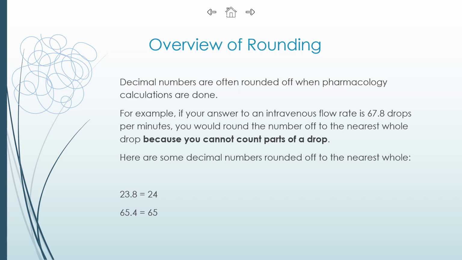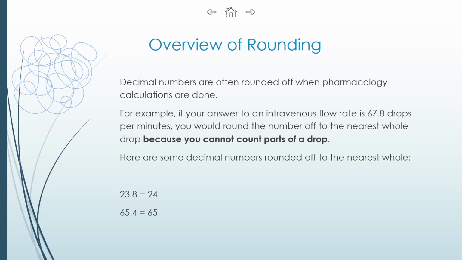We're going to go over an overview of rounding. Okay, decimal numbers are often rounded when pharmacology calculations are done. For example, if your answer to an intravenous flow rate is 67.8 drops per minute, you would have to round that number off to the nearest whole number, because if you think about it clinically, you cannot count parts of a drop. Okay, it's either a whole drop or no drop. It is not a half of a drop or a quarter of a drop. So drops always need to be rounded to the nearest whole.